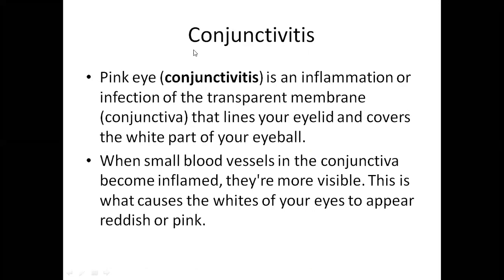What is conjunctivitis? Inflammation. Conjunctival sac, the bulbar conjunctiva, which covers over the sclera and the cornea. Then it reflects. Then it covers the eyelid, and this is called the palpebral conjunctiva. I just showed you the conjunctival sac.